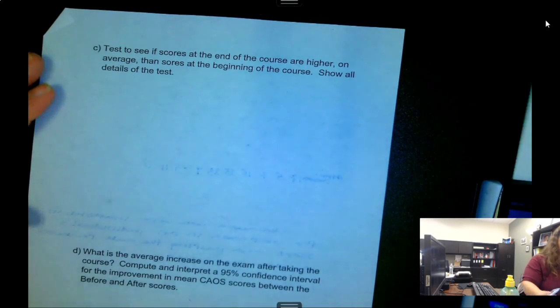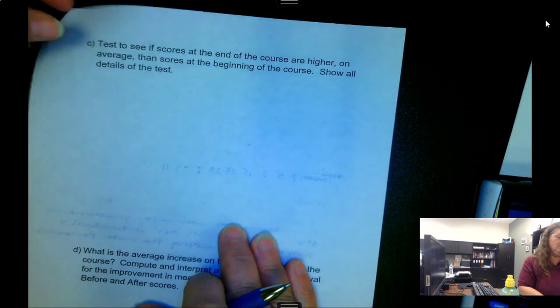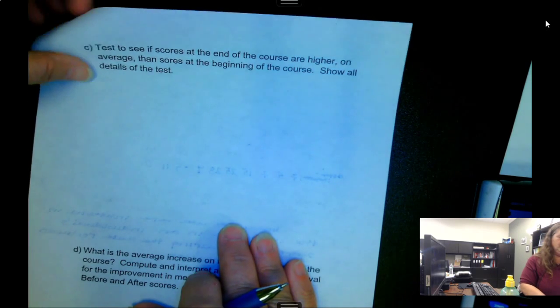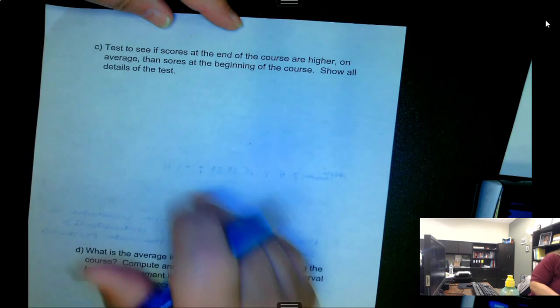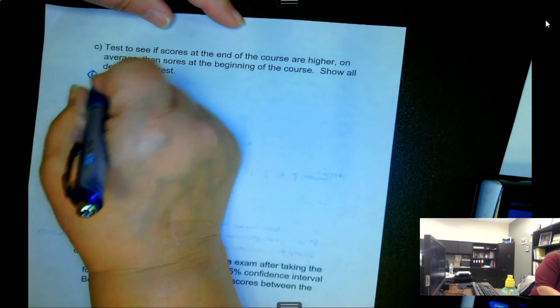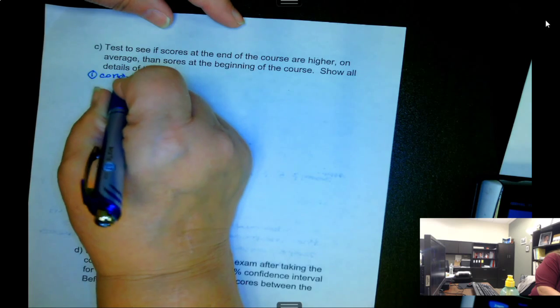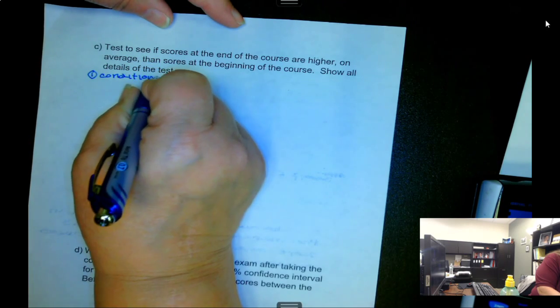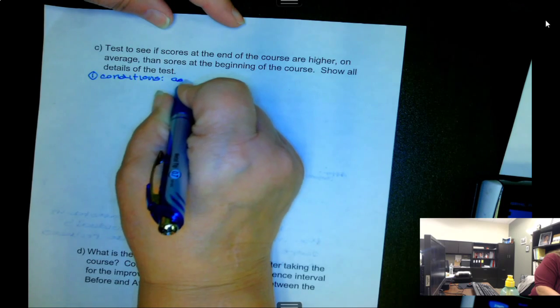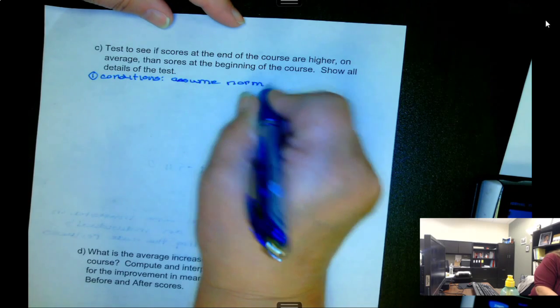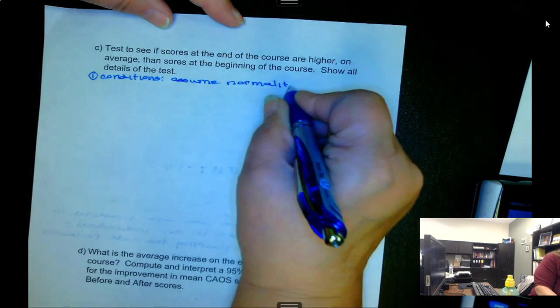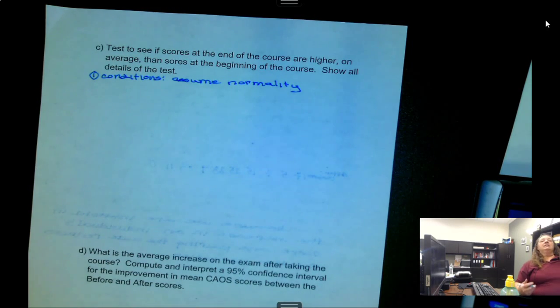So now it says test to see if scores at the end of the course are higher on average than scores at the beginning of the course, and show all details. This means we're going to be working with the differences. So first one, we check conditions. And we're just going to assume normality. We could graph the differences, do a dot plot, and see if they were symmetric and if there were any outliers.